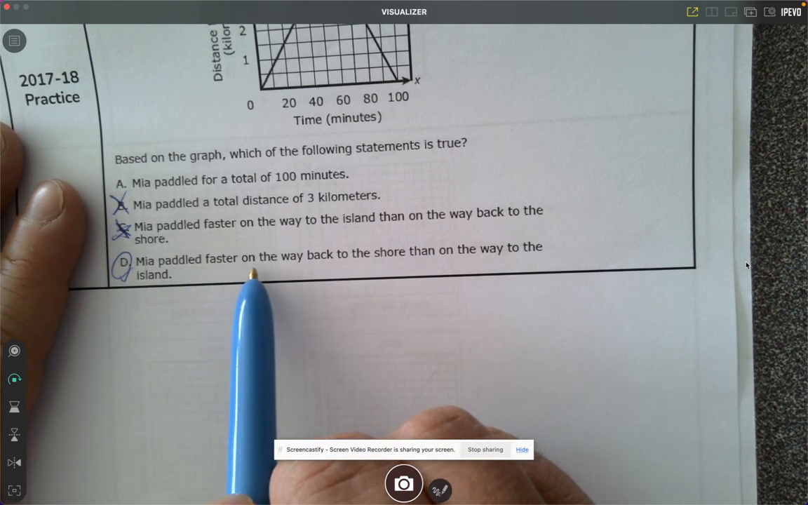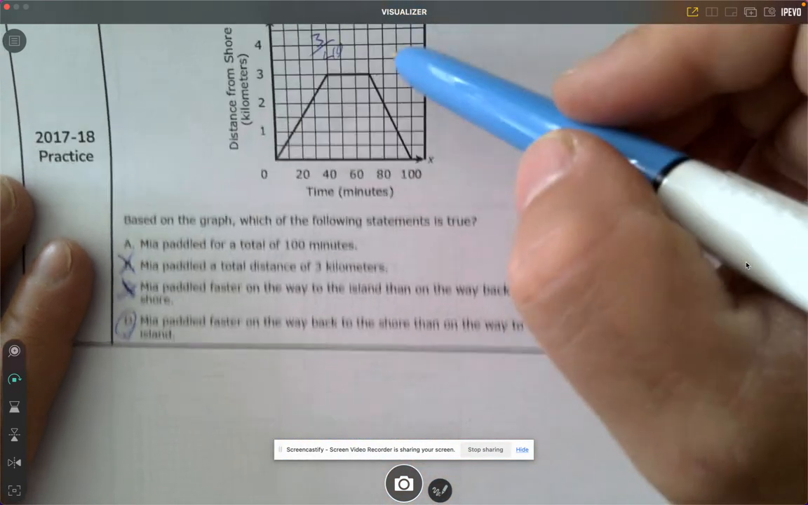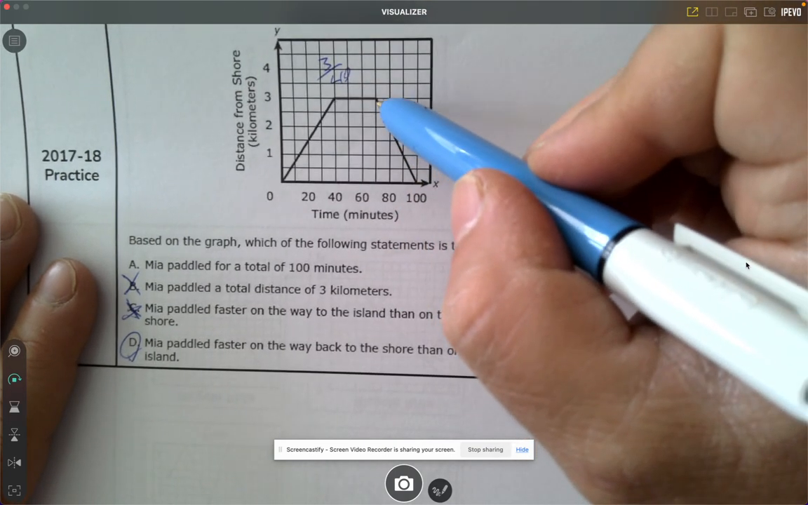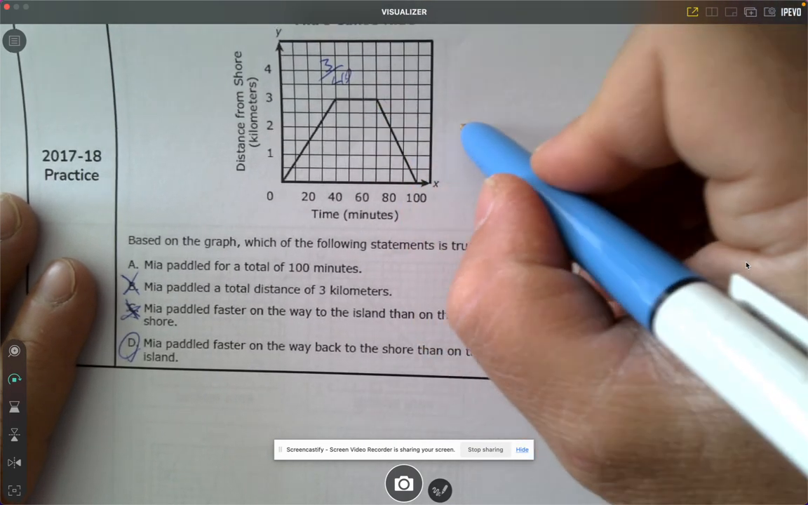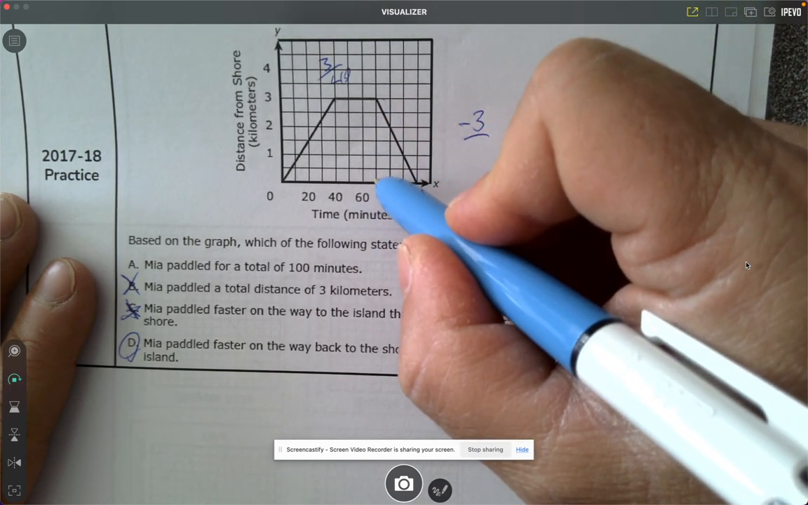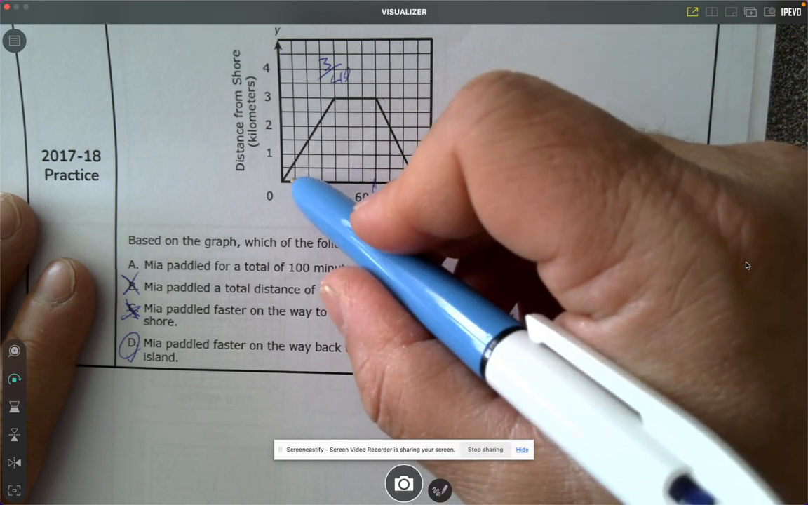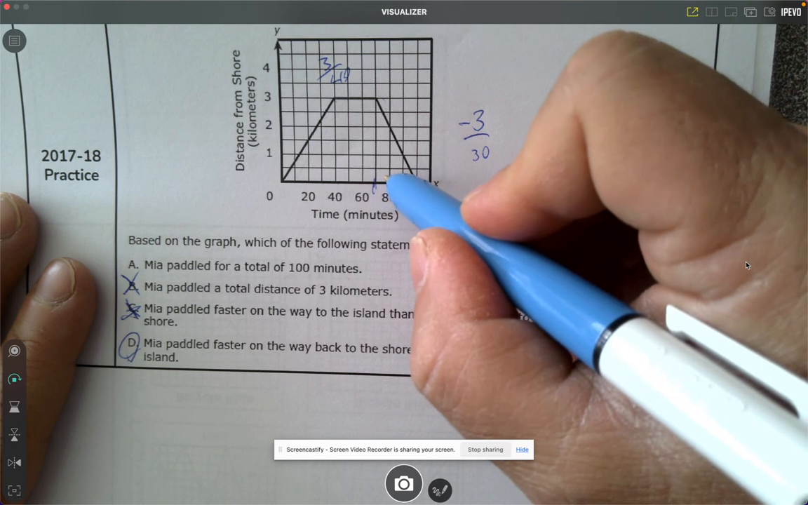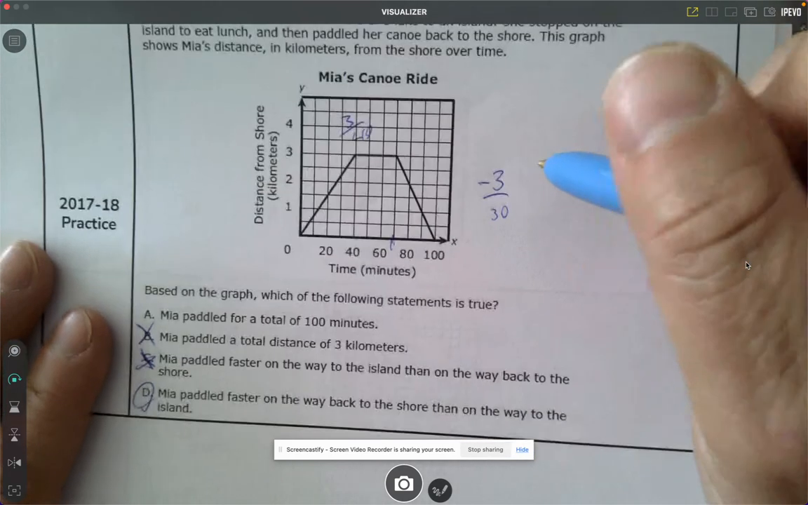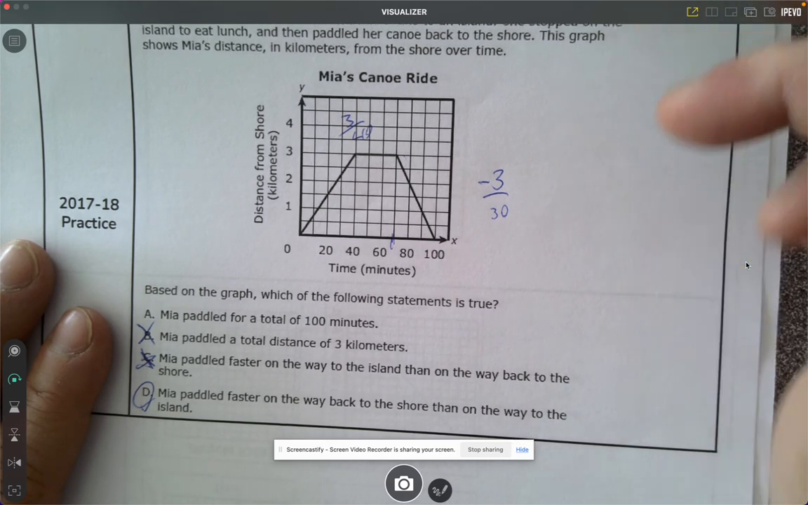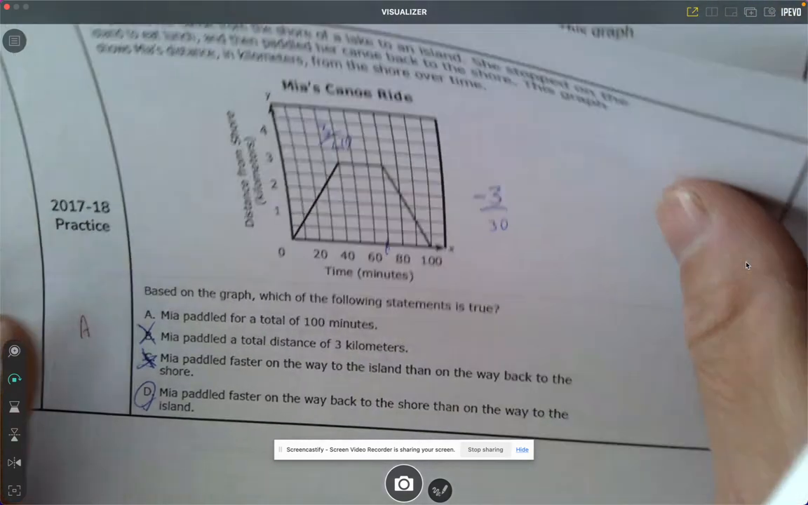Mia paddled faster on the way back. This is her way back. It's a little bit steeper. And again, if I go back to the slope, it's down 3 over, so goes 10, 20, so over 30. So that's faster, even though it's a negative rate, that's actually faster. So I would say D for that one.